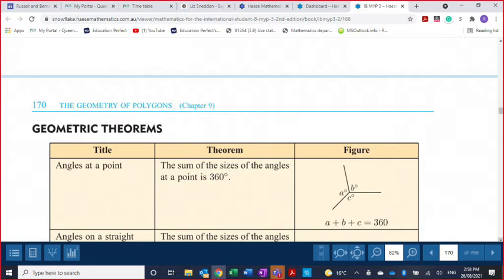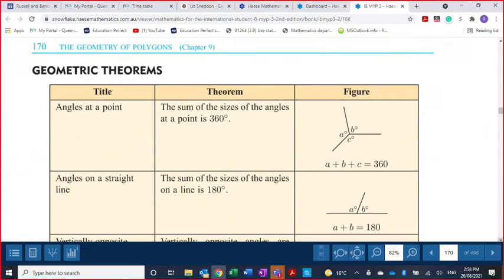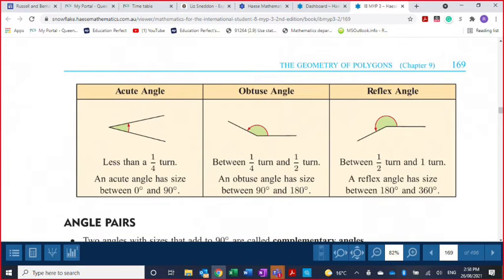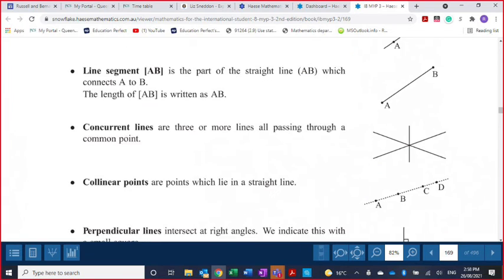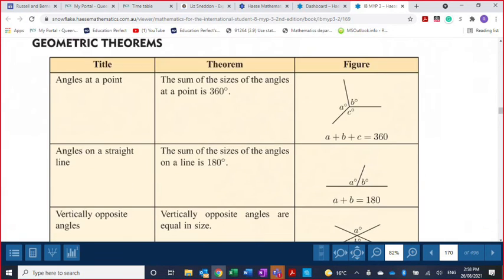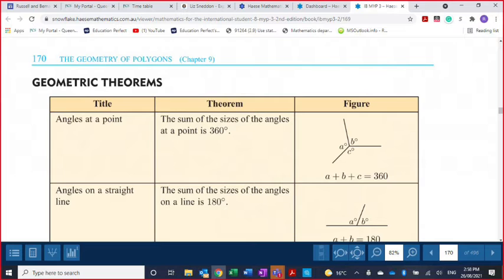The next one we need to talk about is angles on a straight line. Oops, sorry about that. And we visited this idea a little bit before. Angles on a straight line, but this time we have more than one. But if they make a straight line, you know that they're the same as a straight angle, so therefore they're always going to add to 180 degrees. So angles on a straight line always equal 180 degrees.